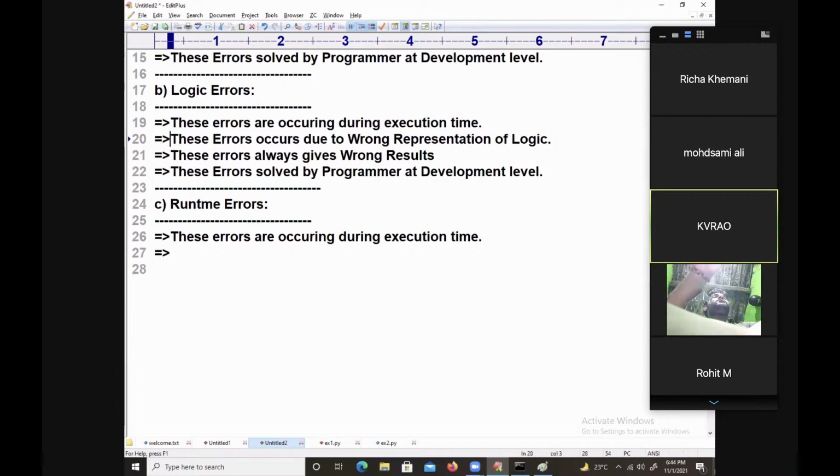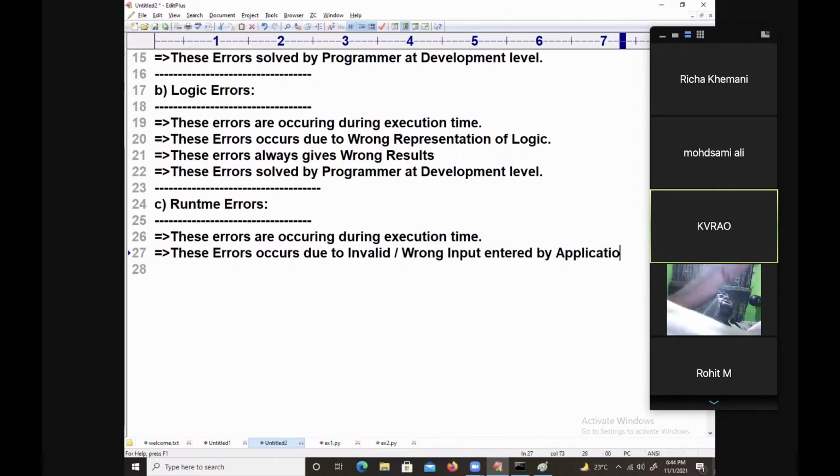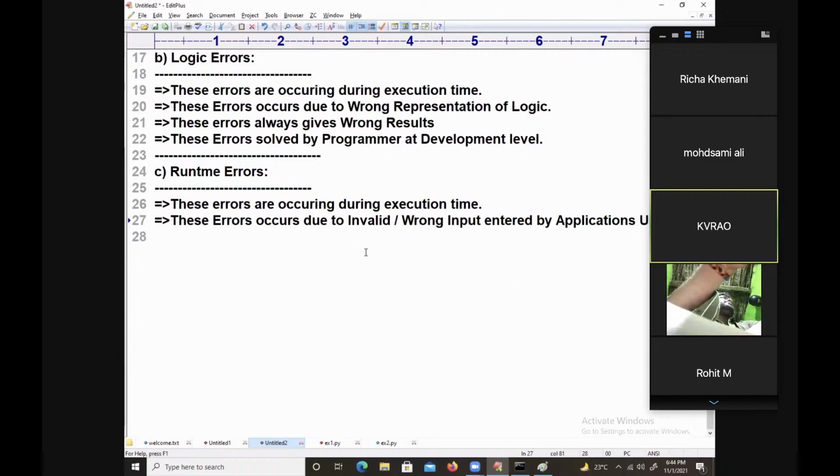These errors occur due to invalid or wrong input entered by application users, or we can call them end users. These errors are occurring due to end users.